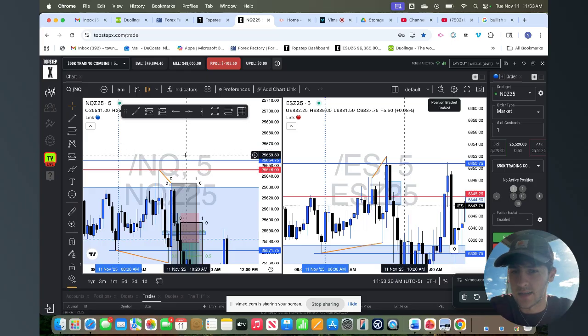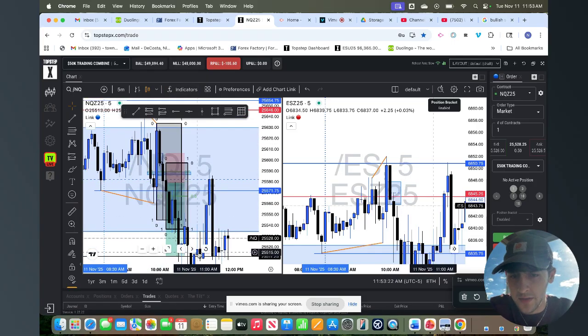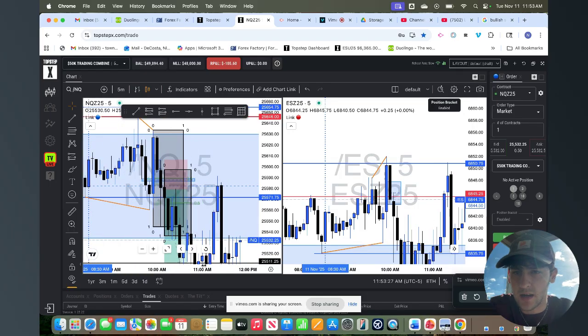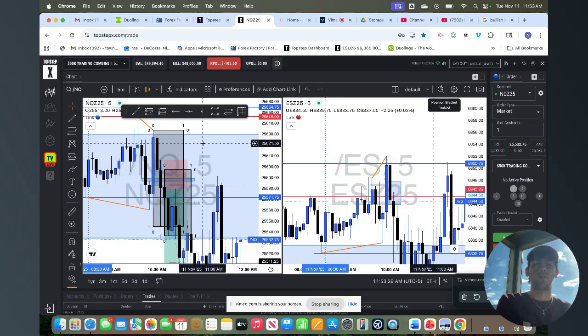NQ is the leading index in this case. So now that we have this liquidity sweep, I'm looking for a 5-minute confirmation that we do want to go in the bearish direction. I'm going to pull up my strategy here just so I can read it line by line. We get the session high liquidity sweep. Now we have to wait for a 5-minute confirmation.